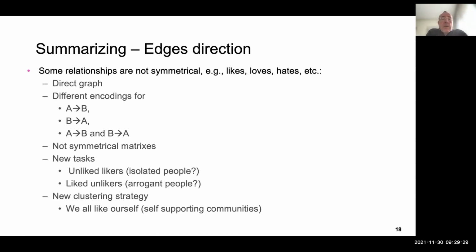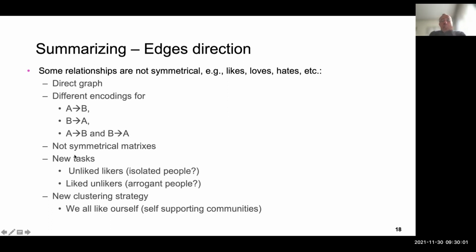And we also have the direction of edges, and we can have some relationships that are not symmetrical. Likes, loves, hates are not symmetrical. We can have a directed graph, and we can have a different encoding for A likes B, B likes A, and both of them like each other. Think of the sociogram of Moreno. And that is going to produce a non-symmetrical matrix.